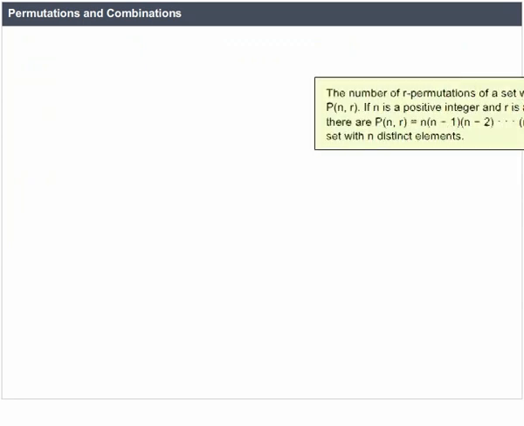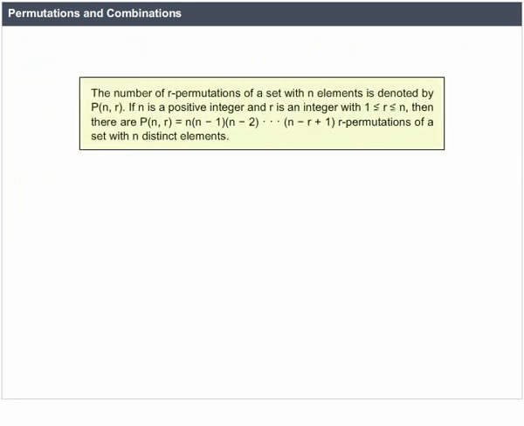The number of r-permutations of a set with n elements is denoted by P(n, r). If n is a positive integer and r is an integer with 1 ≤ r ≤ n, then there are P(n, r) = n × (n − 1) × (n − 2) × ... × (n − r + 1) r-permutations of a set with n distinct elements.